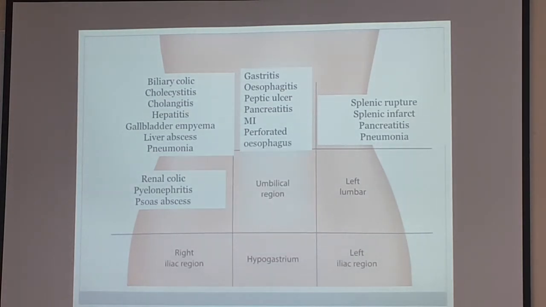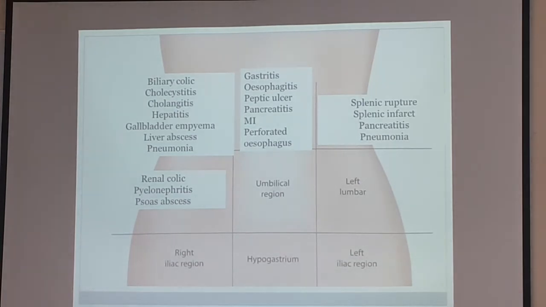Umbilical region, there you go, I've given you some. Give me some reasons why the umbilical region is important. Appendicitis. Yeah, early or late? Early. Pancreatitis. Late. What else? Obstruction, yeah. Perforation, brilliant.